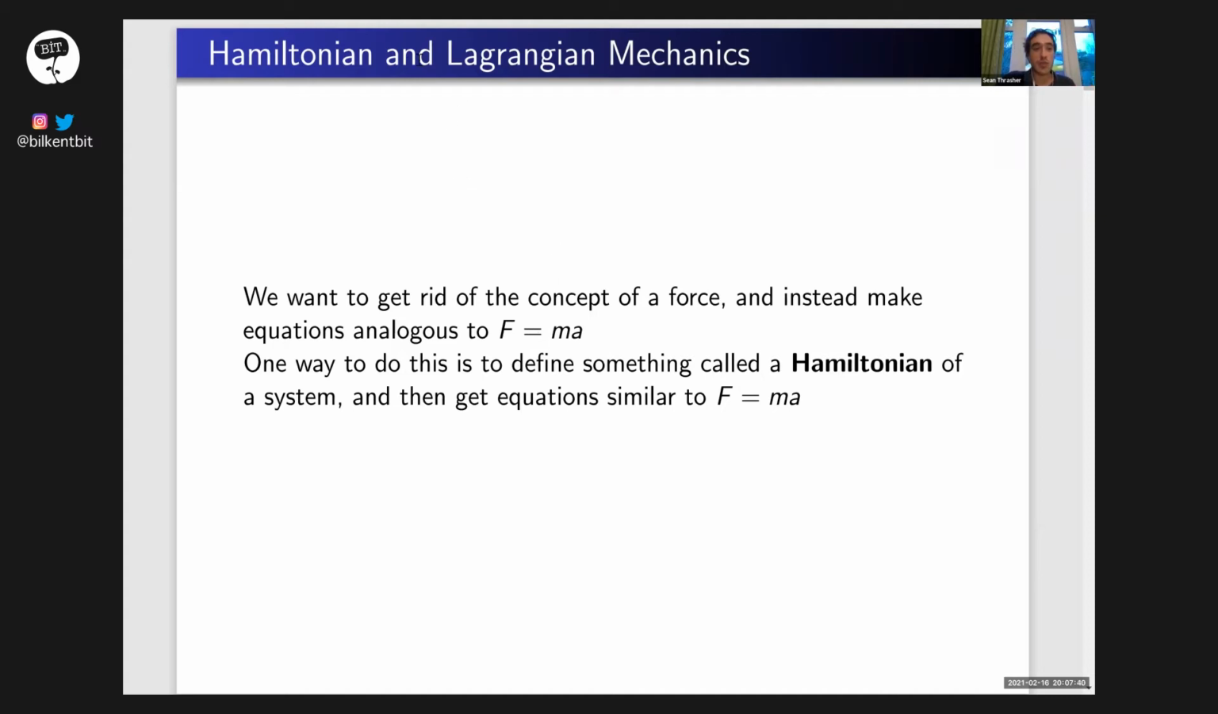And there are 2 ways to do this. You can introduce what's called a Lagrangian, which I believe was talked about in the talk about symmetries. We're going to take a slightly different approach and talk about Hamiltonians. I'm going to define what a Hamiltonian is in the classical realm and then go into the quantum realm.